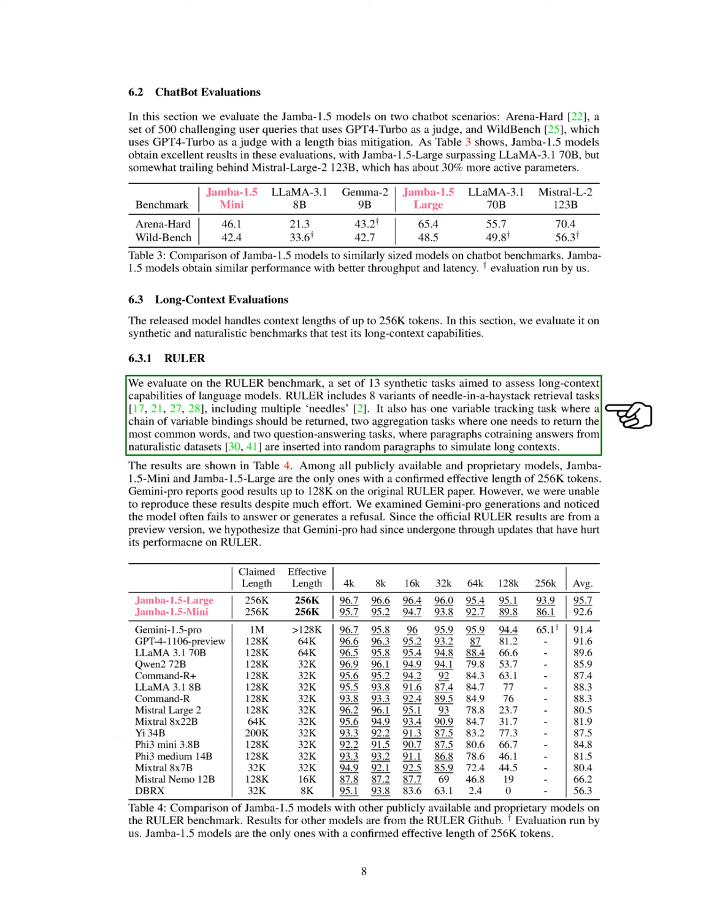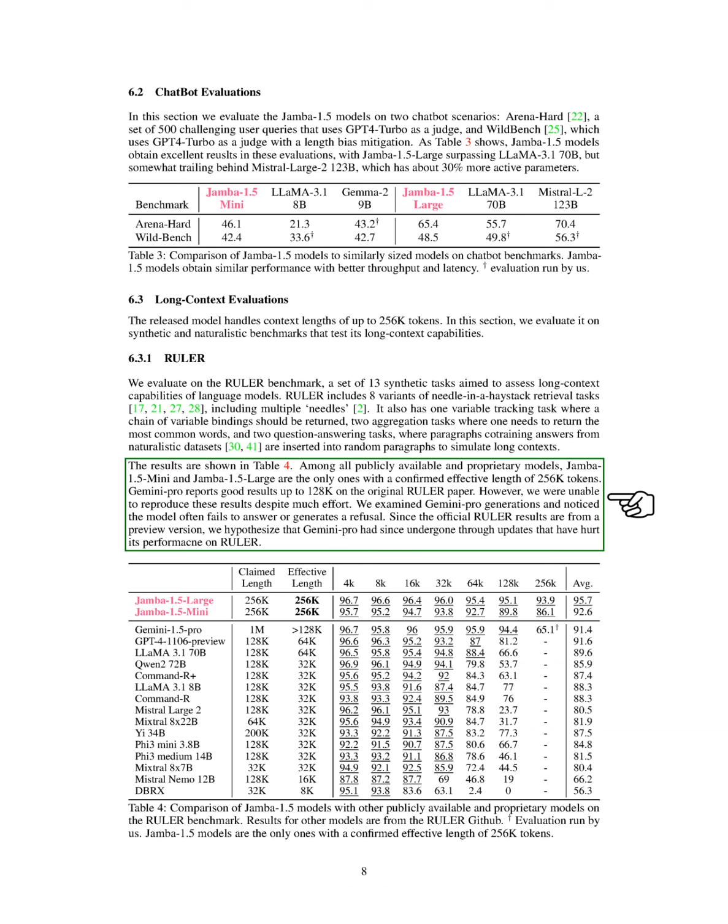RULER includes various tasks, such as retrieval tasks with multiple items, a variable tracking task, aggregation tasks for common words, and question answering tasks that incorporate paragraphs from natural datasets. While Gemini Pro reported good results up to 128,000 tokens, we could not replicate these findings, as the model often failed to provide answers or generated refusals. We suspect that updates to Gemini Pro may have impacted its performance.